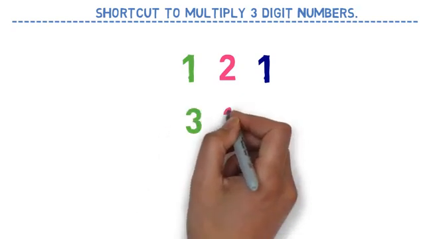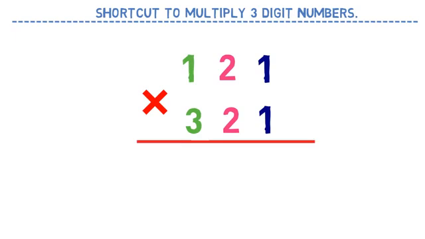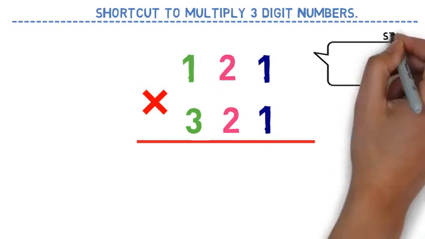To start with, let's consider some simple numbers so that you can understand this easily. Let's say I have a number 121 and I want to multiply this by 321. This is going to be a 5-step process. Don't worry about the steps because I'm going to explain each and every step and you will never forget this. And I'm pretty sure that you will forget the traditional method by which you used to multiply.